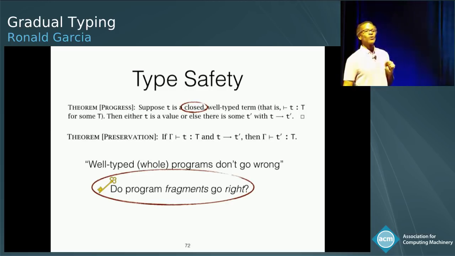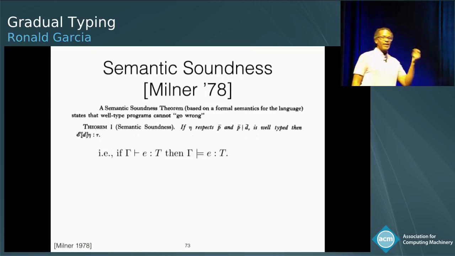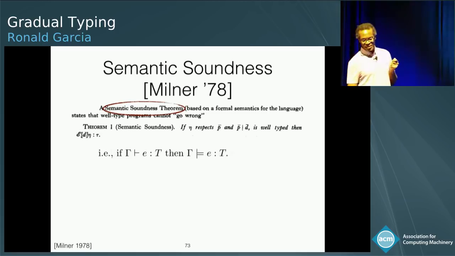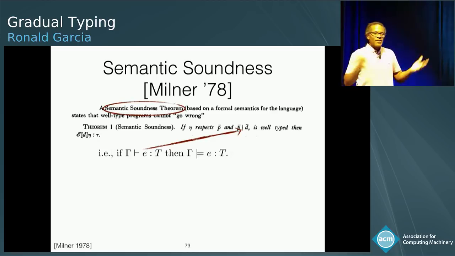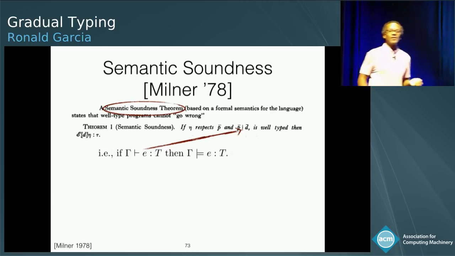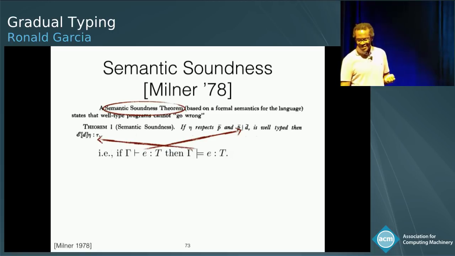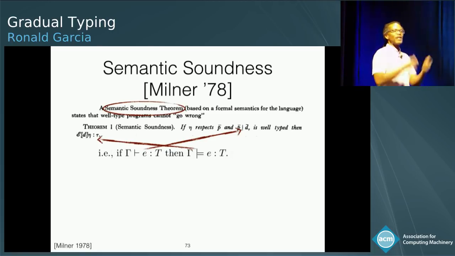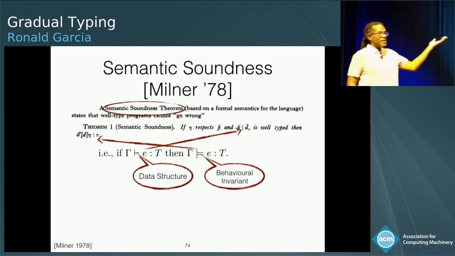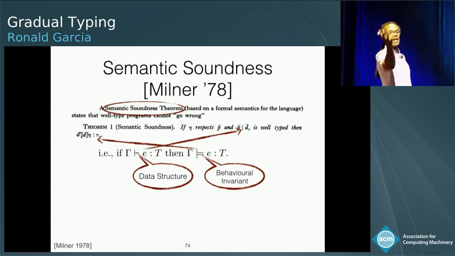So the question is, do program fragments go right? And then we wonder, how do we ask this question? And for that, I'm going to go back to my man Milner, who, in the paper where he introduced the ML type system, talks about this idea of semantic soundness, and a semantic soundness theorem. Translating it into modern notation, we have the typing judgment that we know and love, which is this data structure. But then there's this other thing over here, which you call a semantic judgment over the same things. On one hand, you have a data structure, and on the other hand, you have a behavioral invariant.